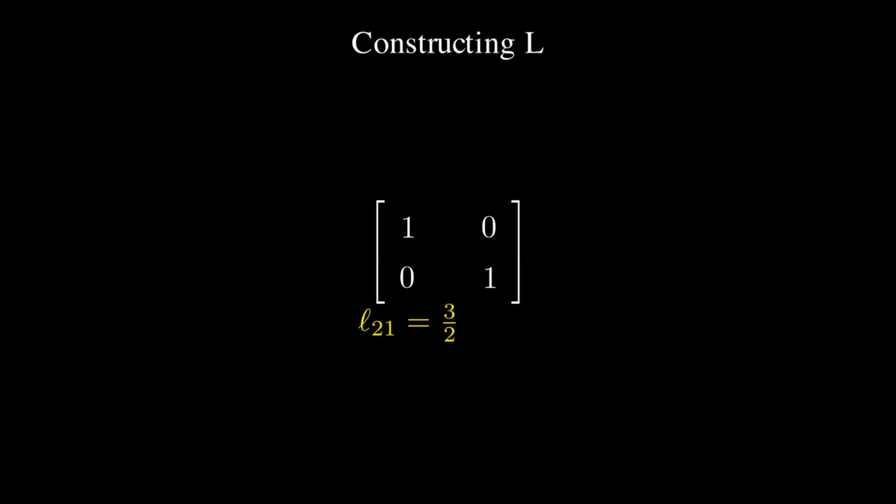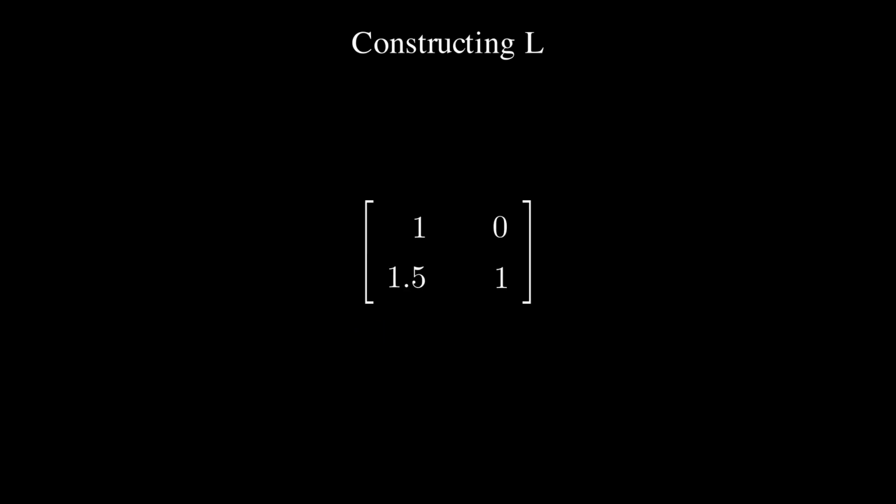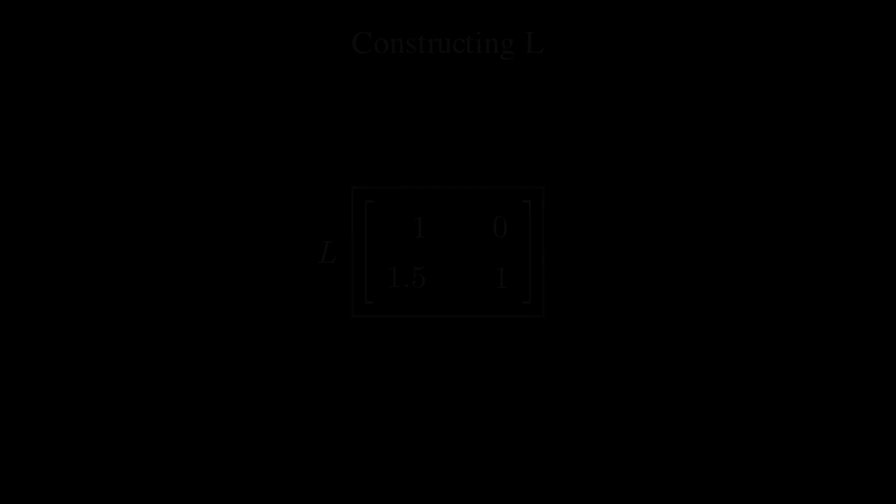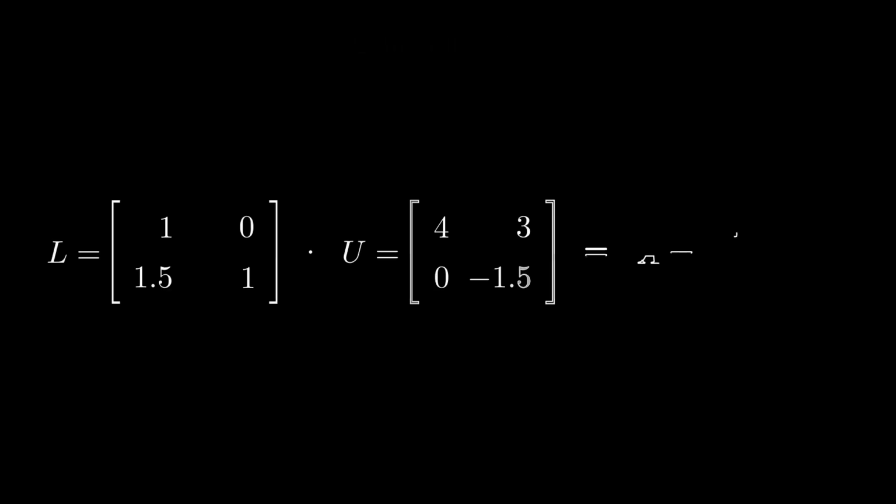And then we, of course, just fill in that 0 below the diagonal with what our multiplier is, which in this case is positive 3 halves. So now we have 1, 0, 1.5, 1, which is our lower triangular matrix L. And thus we found a valid LU decomposition for this matrix. I'll let you verify the multiplication by yourself, but this is a valid decomposition. If you multiply these two matrices together, you will get back our original matrix 4, 3, 6, 3.